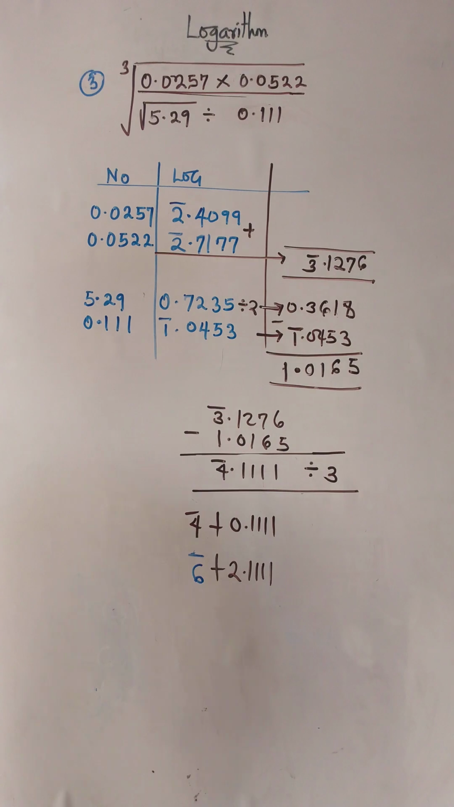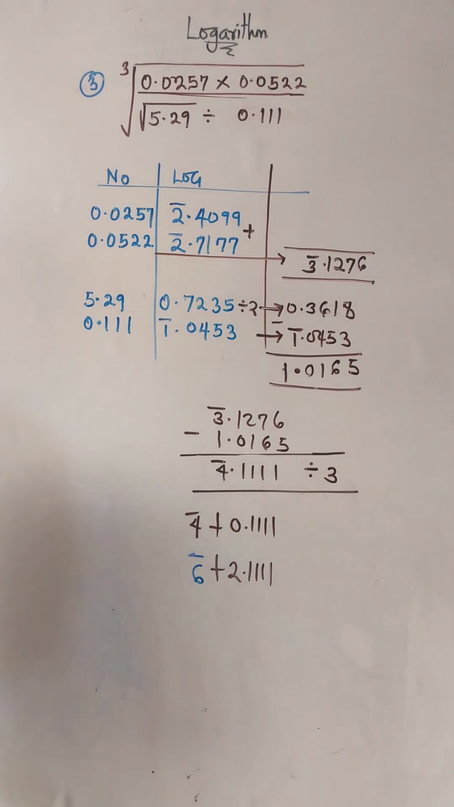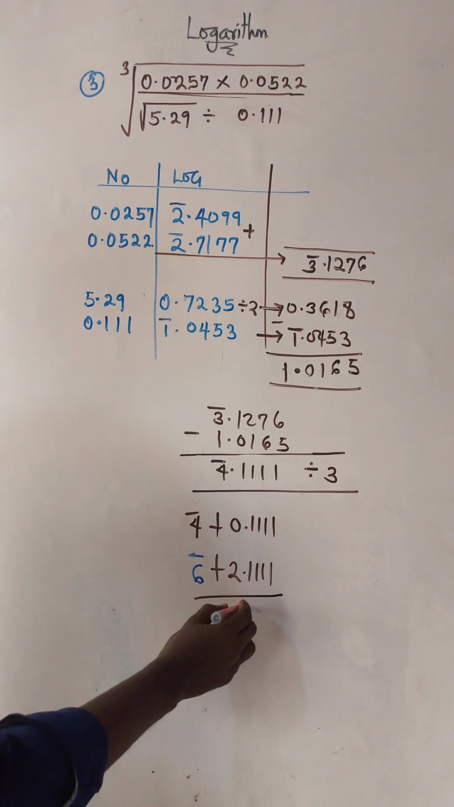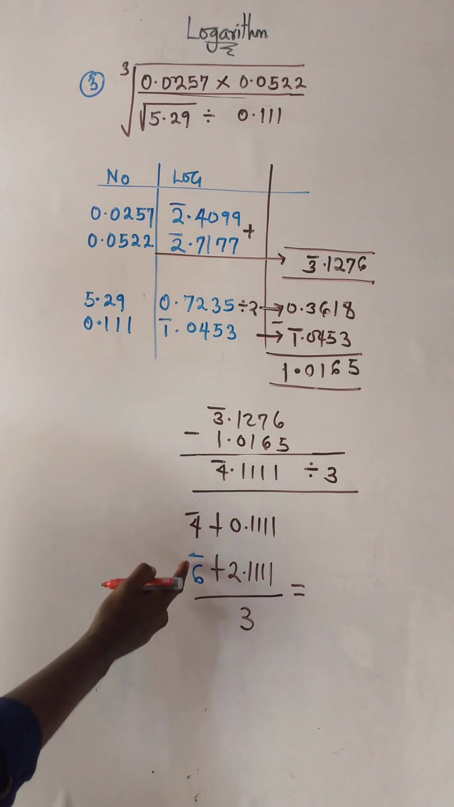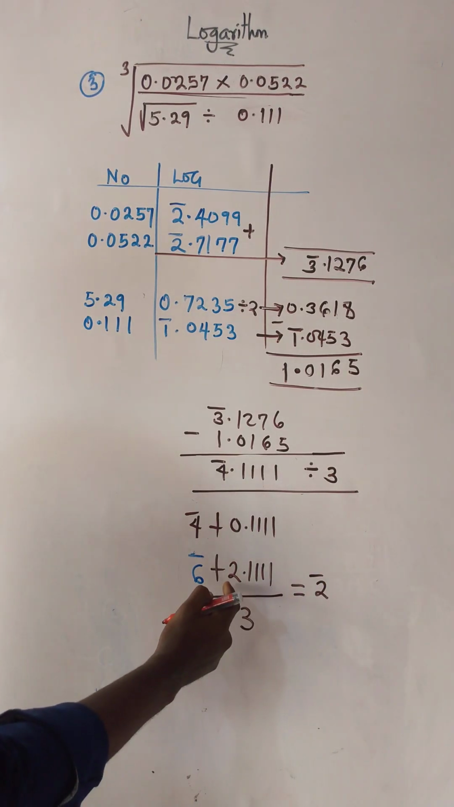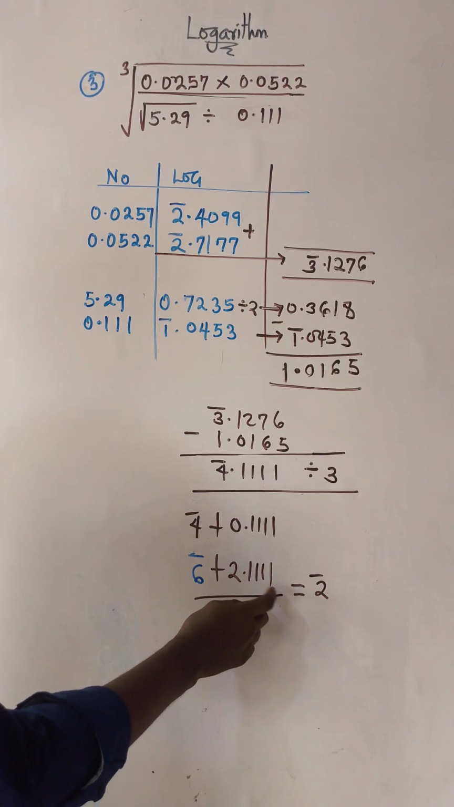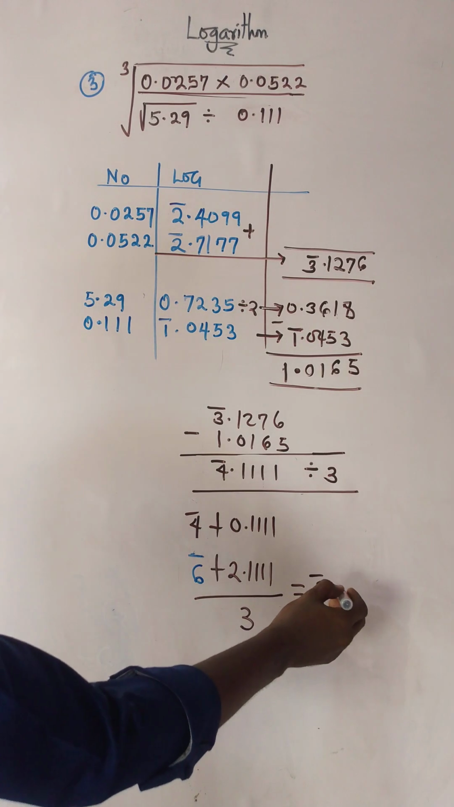This is still the same because if I do bar 6 plus 2, I'll get bar 4 point this. So now we can easily divide by 3. From here, bar 6 divided by 3 will give us bar 2. Then we can now divide this. So if you have 2.1111 divided by 3, we're getting 0.